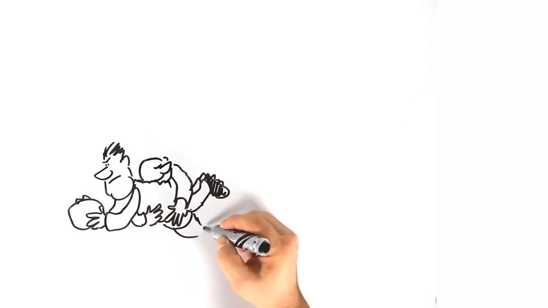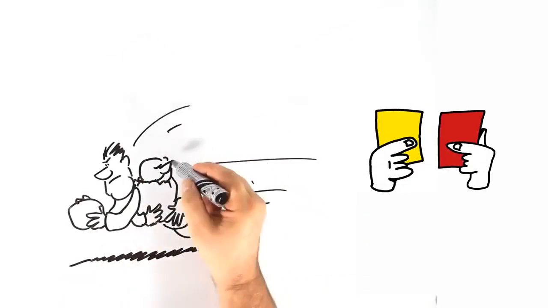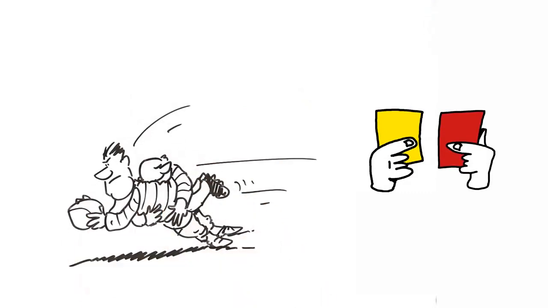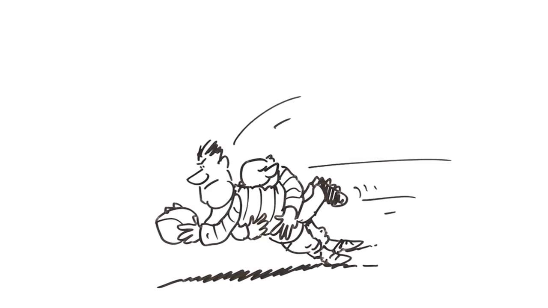If you do, the referee will send you off the field immediately by issuing a yellow or red card. The most common way to tackle is using the shoulder and arms, targeting an opposition player below the waist so he falls to the ground.